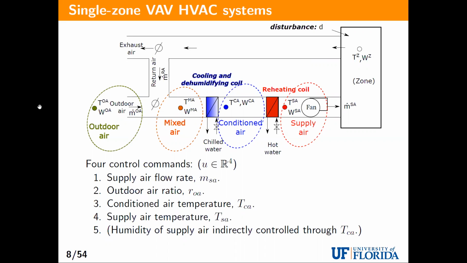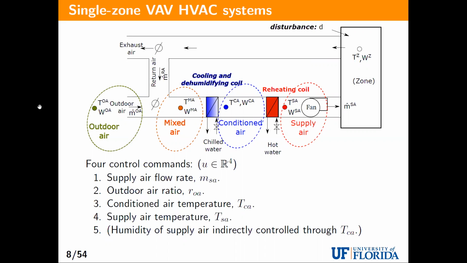Once you control that temperature, that changes the humidity, because both of those are important. And then once you change the conditioned air temperature, the other thing you want to do is sometimes you may have to reheat, because otherwise the building will become too cold. So what I call the supply air temperature, you can change that also by using a reheating coil. So these are 4 variables that you have to choose.